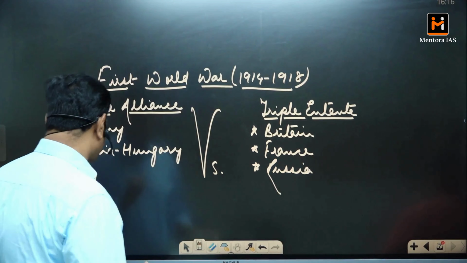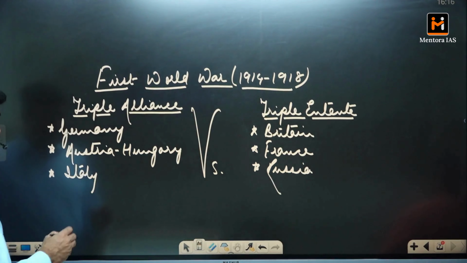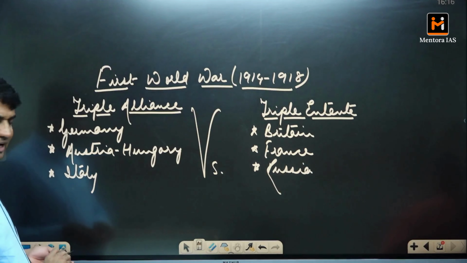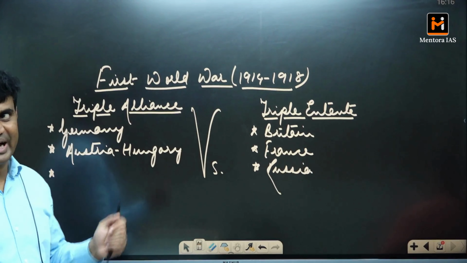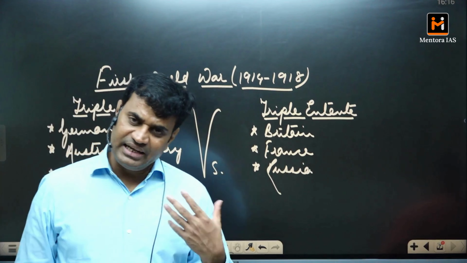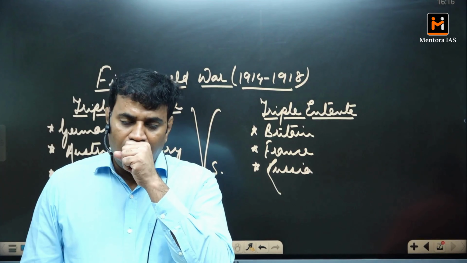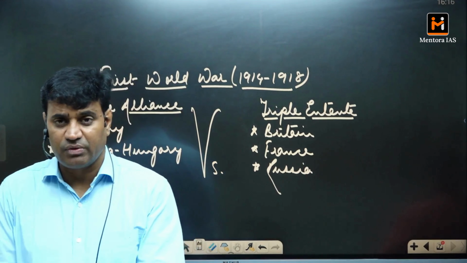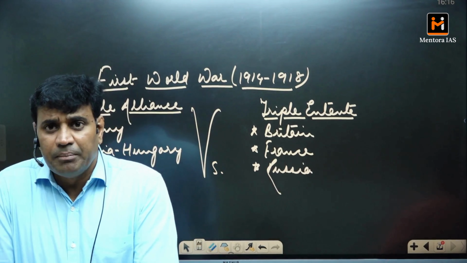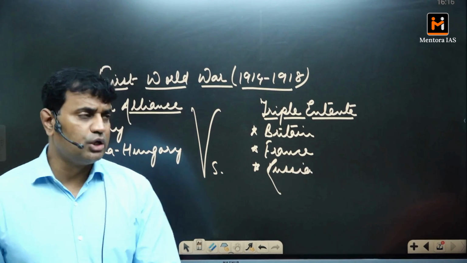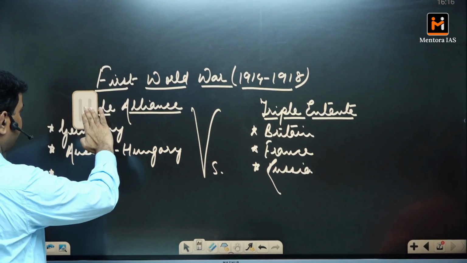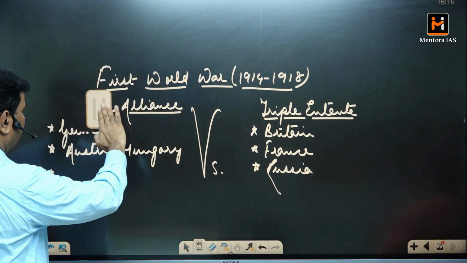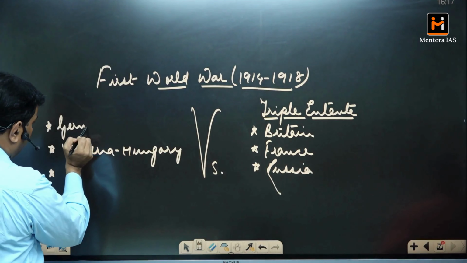Now, first of all, which were the countries that left? As soon as the war started, Italy left the group immediately because Germany was an aggressor here. Since Italy left the group immediately, because it was to be a defensive military alliance, the identity of the Triple Alliance also got liquidated as Italy walked away from the alliance.